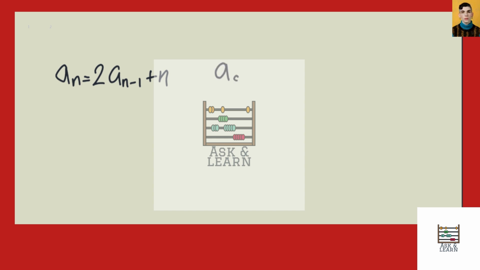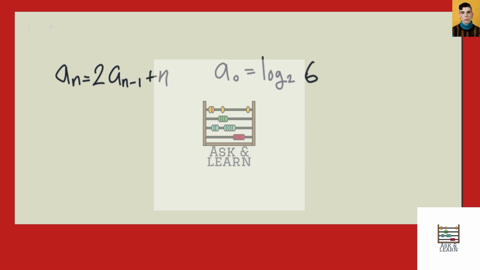And then we would have a naught is equal to log 2 of T of 2 to the power of 0, right? Which becomes T(1), which we know from what we're given is really just 6.